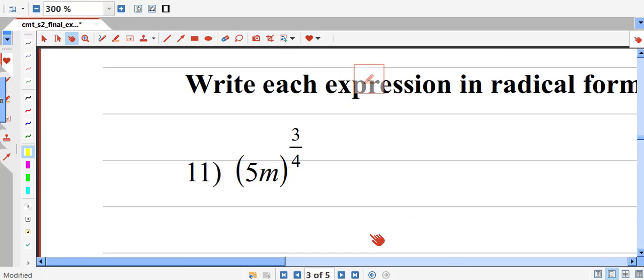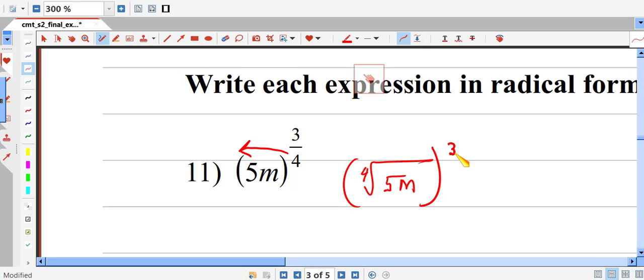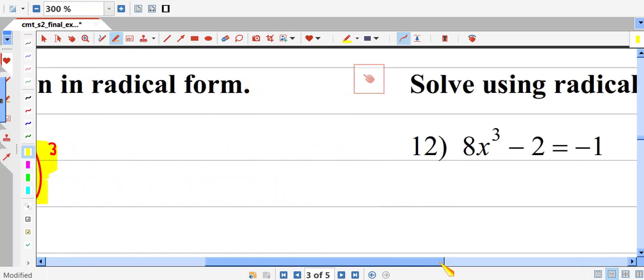Okay, so write each expression in radical form. So when I do that, the 4 goes out front and becomes the index of the radical. So I'm going to get the 4th root of 5m, and then the numerator becomes the exponent. So that's the 4th root of 5m to the 3rd power.